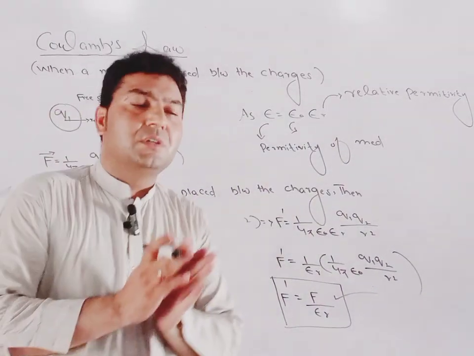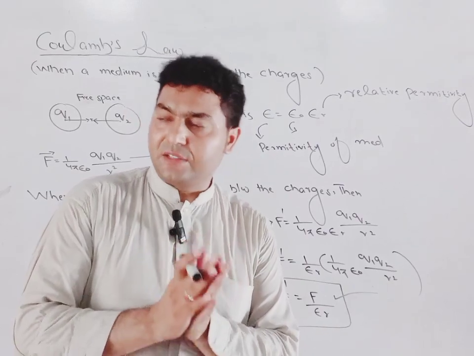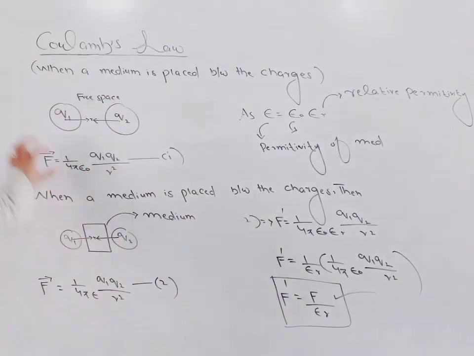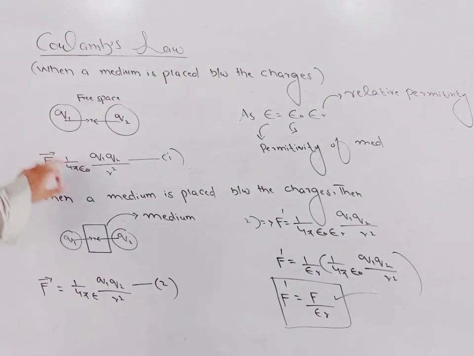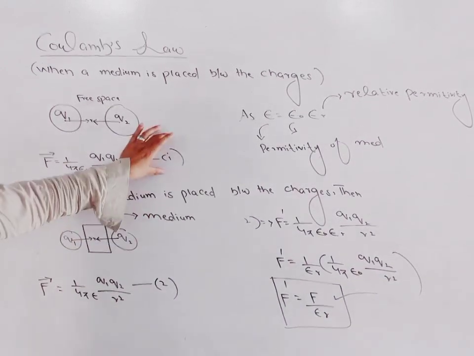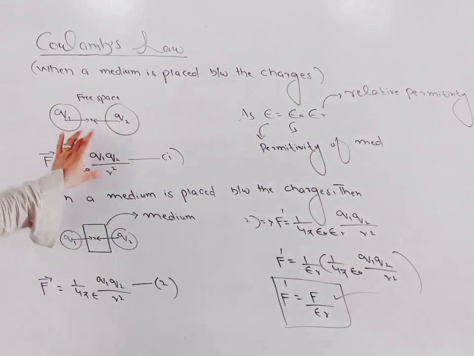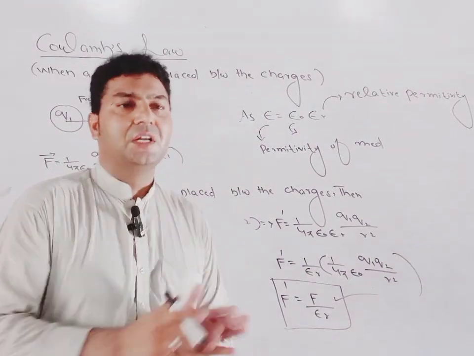Now the Coulomb's force between these two point charges in case of free space is given by this equation: F is equal to 1 over 4 pi epsilon naught Q1 Q2 by R square. This is equation number 1. All these terms are explained previously in detail.